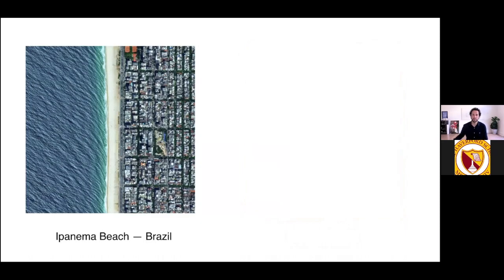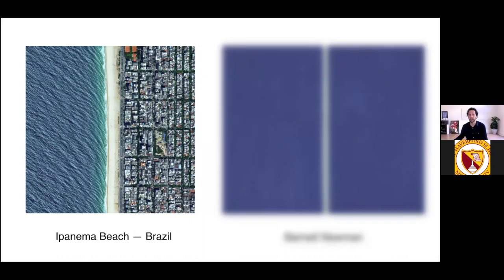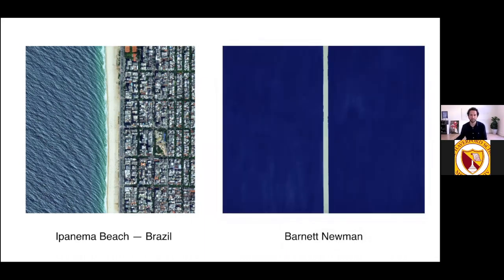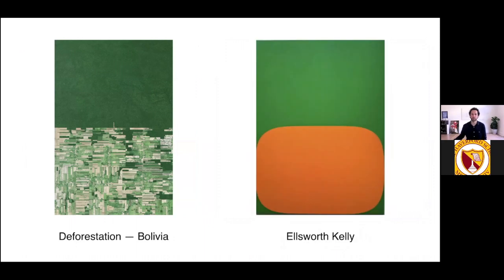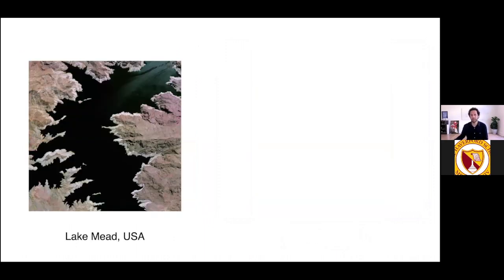This is Ipanema Beach in Rio de Janeiro, Brazil. So the beach is that center strip, which looks a lot like a Barnett Newman strip painting. This is deforestation in Bolivia, the image I showed before, oriented slightly differently, which looks a lot like an Ellsworth Kelly color block painting.